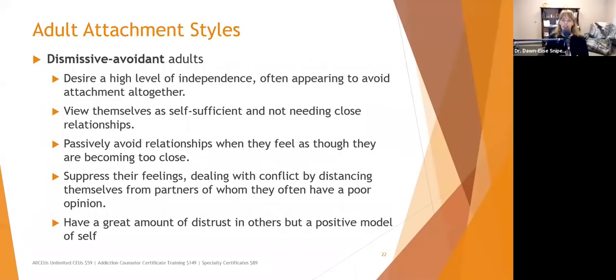Dismissive avoidant adults desire a high level of independence, often appearing to avoid attachment altogether. They view themselves as self-sufficient and they don't need close relationships. They're just too much effort. You bother me. They passively avoid relationships when they feel as though they're becoming too close, suppress their feelings, and deal with conflicts by distancing themselves from partners of whom they often have a poor opinion. They have a great amount of distrust in others, but a very positive model of themselves. Remember that narcissism.